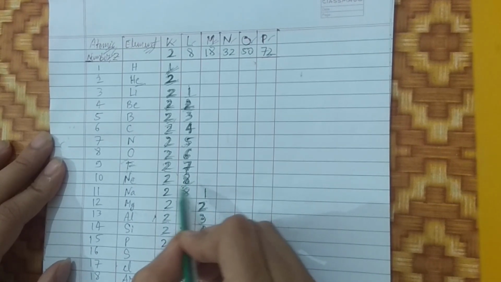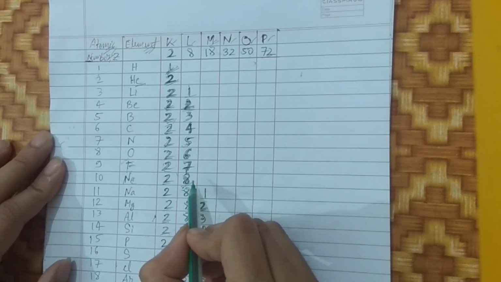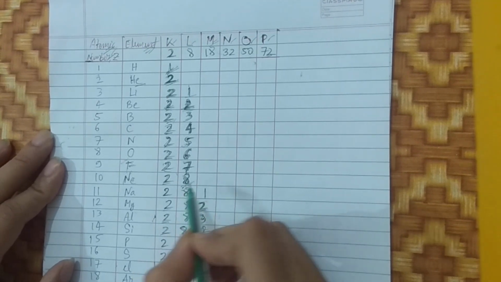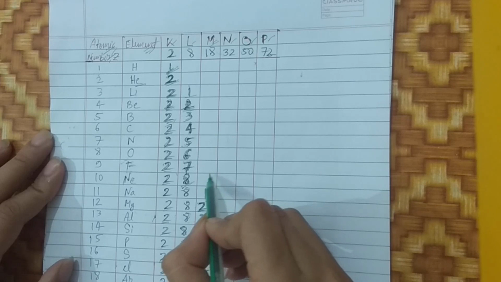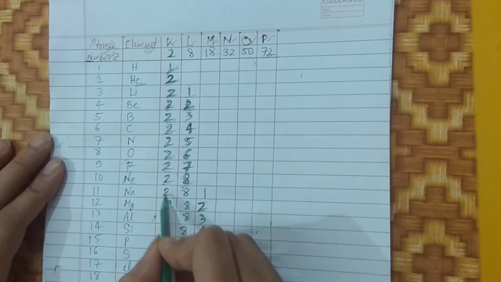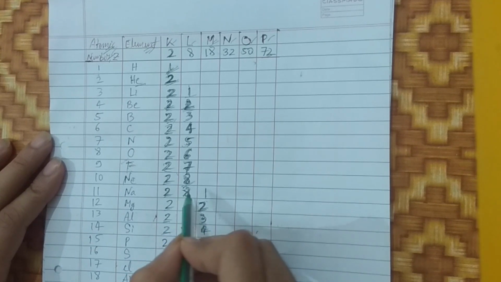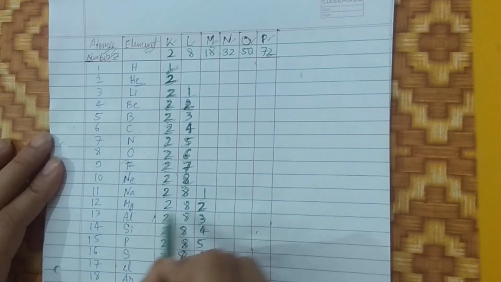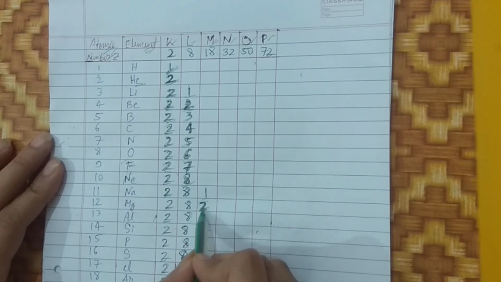Now see here, this has 8 electrons in the nth shell. According to the octet rule, which was the third rule, it cannot have more than 8 electrons in the outermost shell. That's why the electron will be shifted to the next shell in the next element, which is the M shell. So in case of sodium, you will see 2 electrons in the K shell, 8 electrons in the L shell and 1 electron in the M shell. In case of magnesium, again 2 here, 8 here and 2 electrons here.